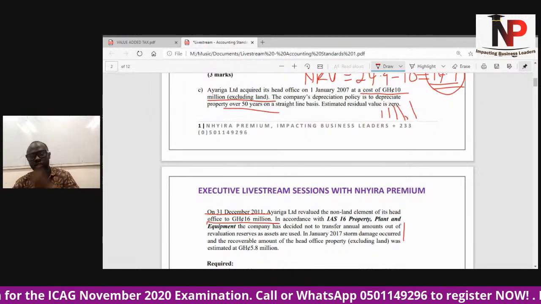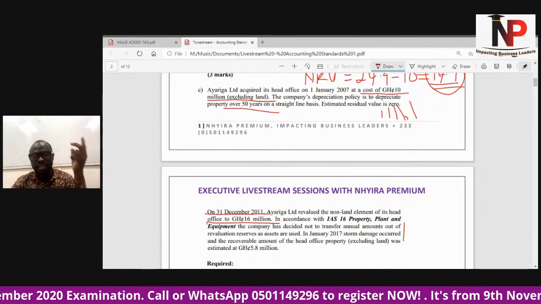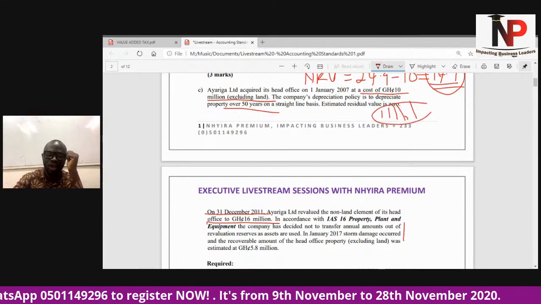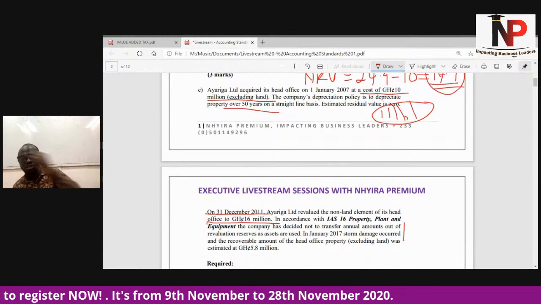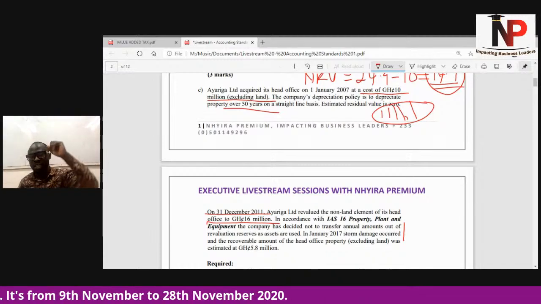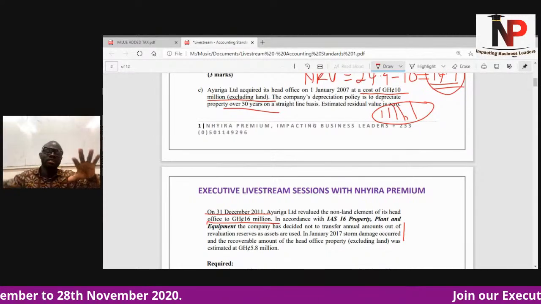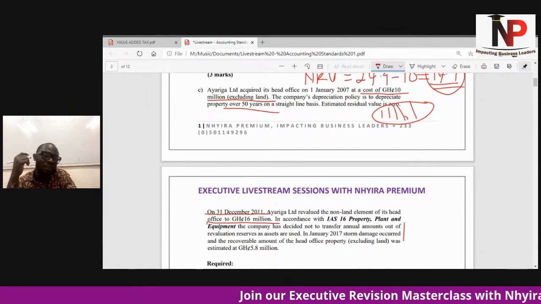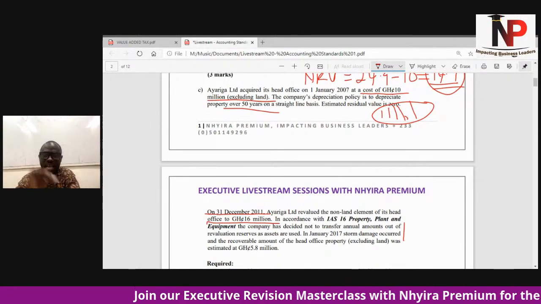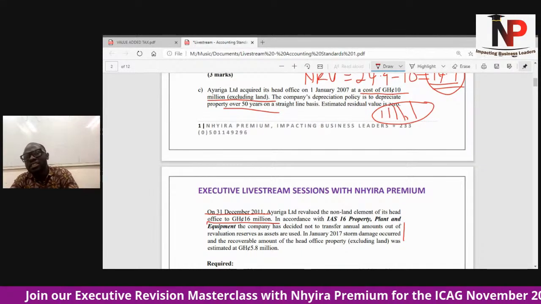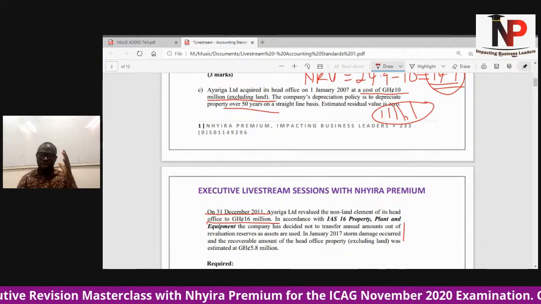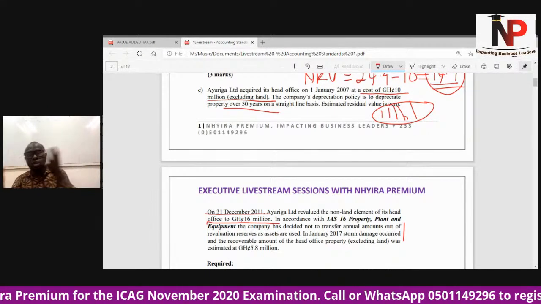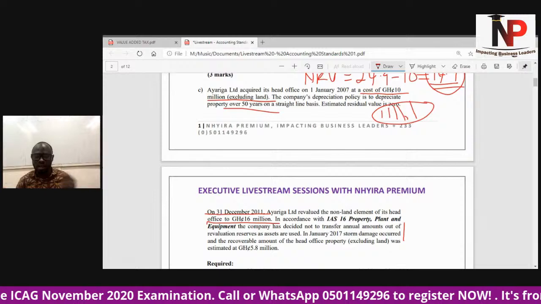That is 5 years. So 7, 8, 9, 10, 11. So the asset has been used for 5 years. So we're going to calculate the depreciation, accumulated depreciation for the asset for 5 years, and take it from the cost, and then we will be able to get a carrying amount of the asset as at that date. Why is that important? So that we can know if there is any revaluation loss or revaluation gain and how it will be accounted for.